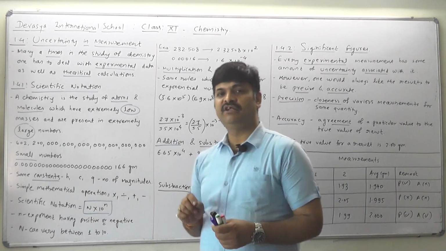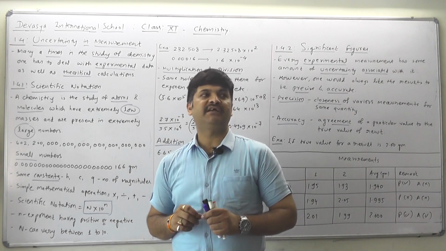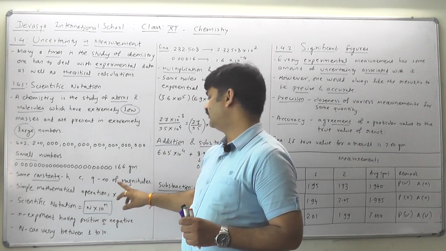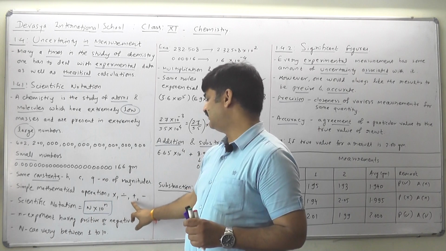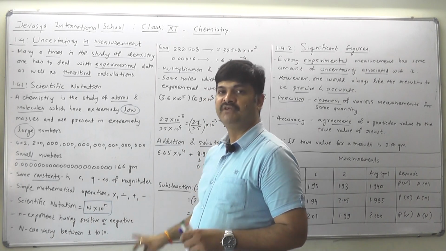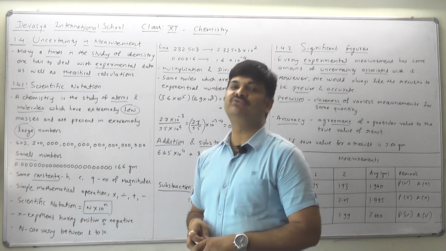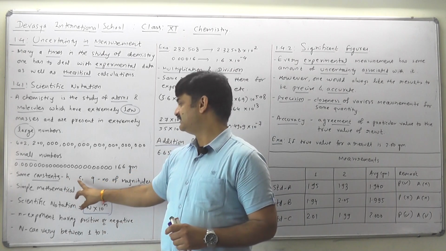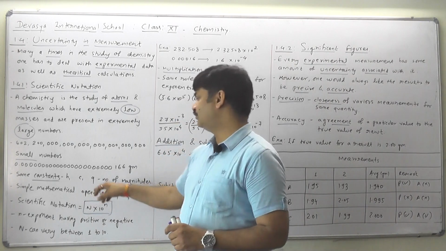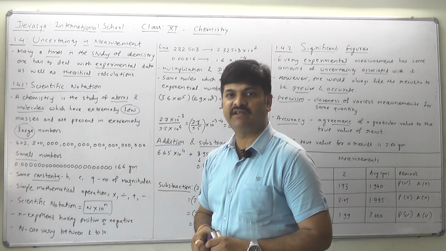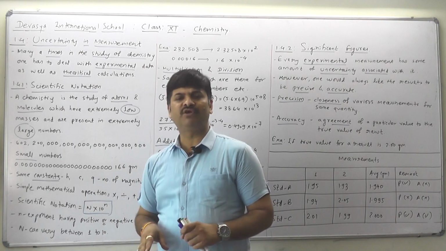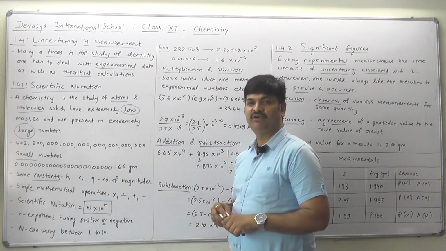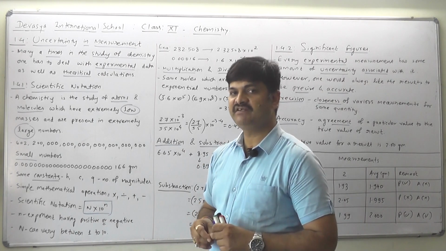Similarly, during calculation, mathematically we use some basic operations: multiplication, division, addition and subtraction. In chemistry we also use some constants. H is the Planck constant, C is the speed of light, and Q is the charge of an electron. The value of a constant will always remain the same; it will never change.